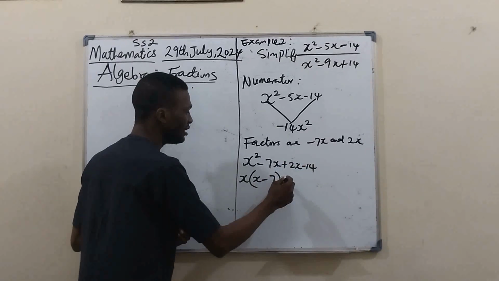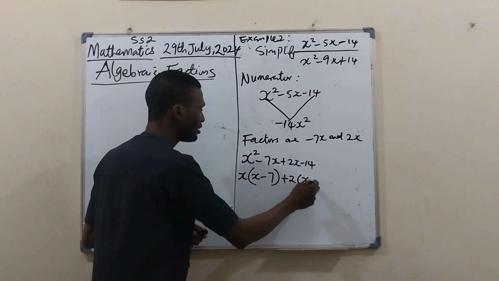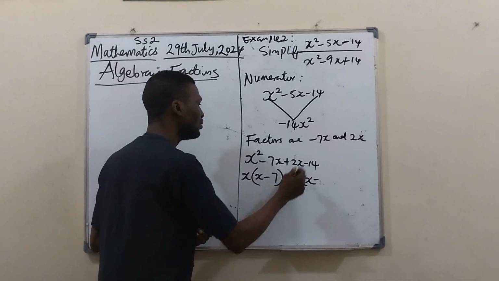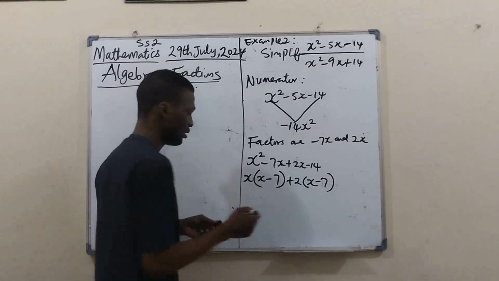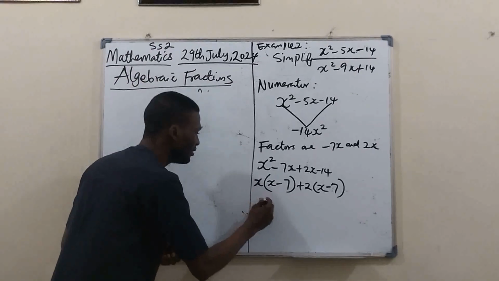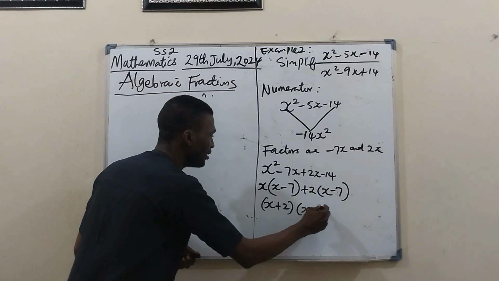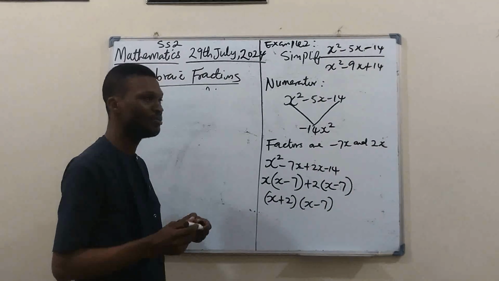Then looking at this, the HCF is plus 2. 2 will cancel itself, we have x. Plus into minus is minus. 2 into 14, we have 7. If you watch, you see that we have common factors x minus 7. So this gives us x plus 2 into bracket x minus 7. That is for our numerator.